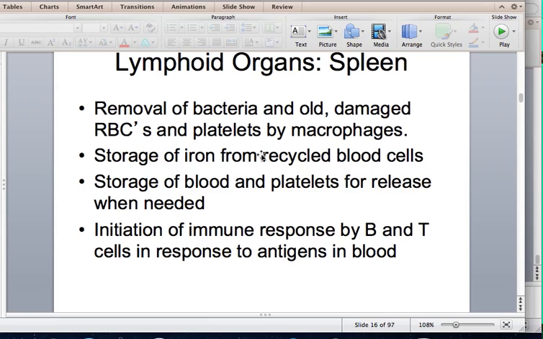And also the spleen is where the immune response by B and T cells will begin in response to antigens that are found in the blood. So antigens that circulate in the bloodstream, when they go through the spleen, are going to run into B and T cells, and that's where the immune response begins by those B and T cells, in your spleen.